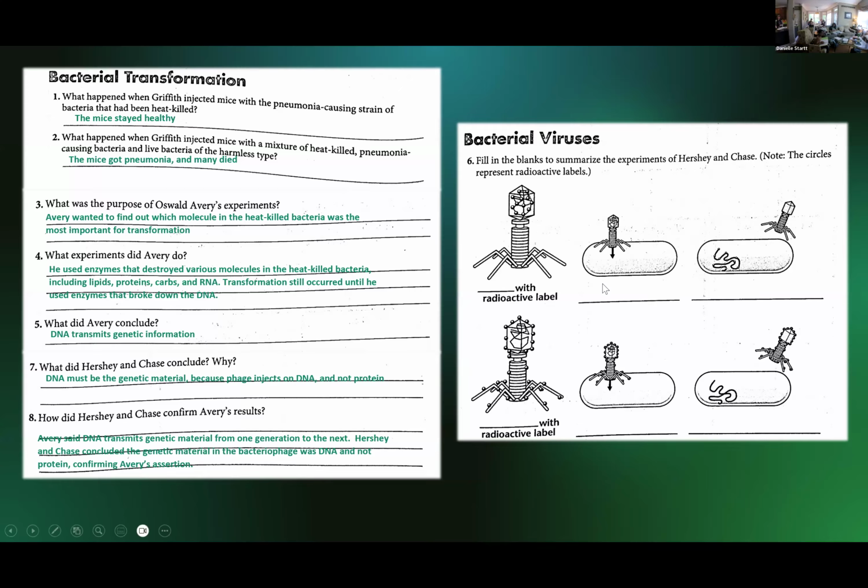So for these over here, your labels should be, this is Hershey Chase. So they had DNA with a radioactive label. The bacteriophage infects the bacterium. Radioactivity now enters the bacterium. Then over here, you have a protein. See, now here they've put the protein with the radioactive label. They inject that into the bacterium and no radioactivity inside the bacterium.